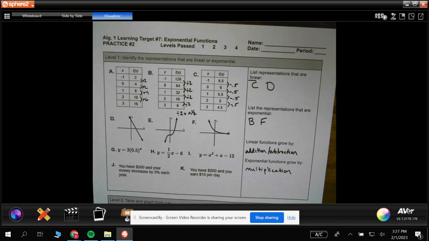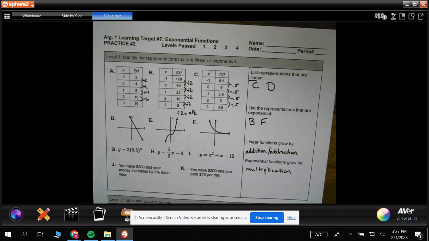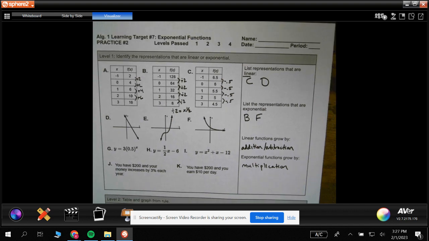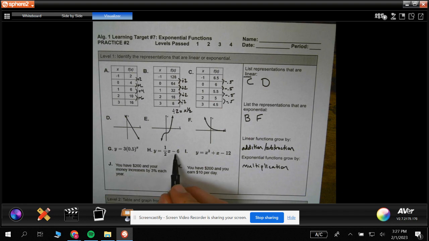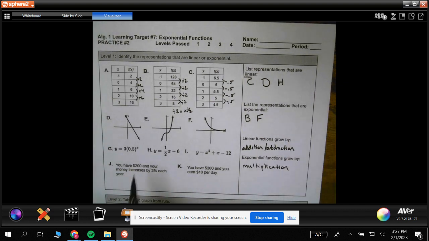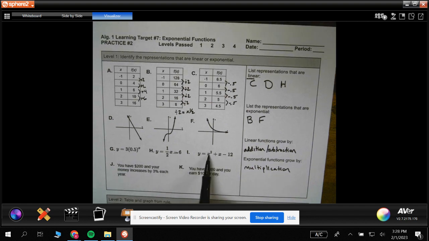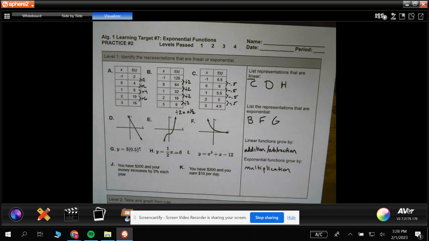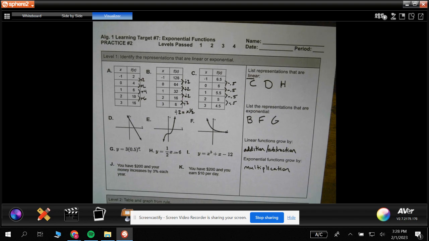Let's look at our rules. For our linear equation, we want to look for something like y equals mx plus b. Where does it start? How does it grow? I see, where does it start? -6. It grows by 1/2. The slope is 1/2. So our linear equation is H. Now notice there are no exponents in a linear equation. No exponents at all. This one has an x squared, and this one has x as the exponent. Which one's exponential? Where x is the exponent is exponential. So G is exponential.